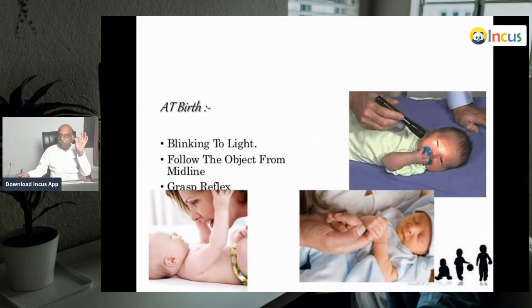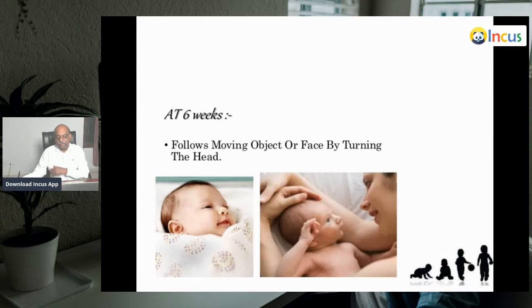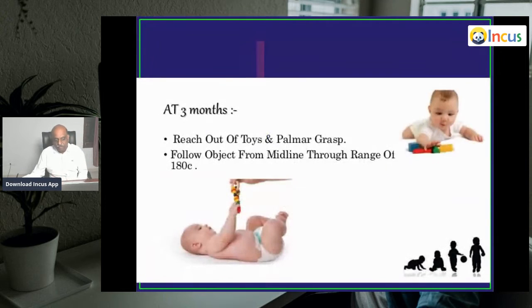At birth, he will be blinking to light. He follows the object from midline. Grasp reflex is there. At 6 weeks, he follows a moving object or face by turning the head. At 3 months, he reaches out to the toys and he has got a palmar grasp. And he follows the object from the midline through a range of 180 degrees.